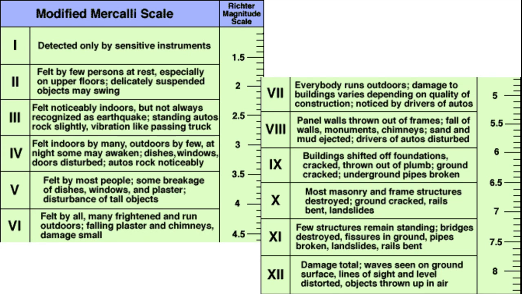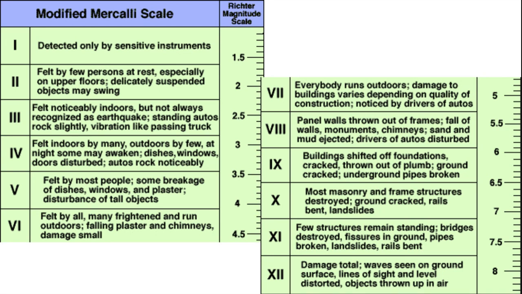A 3 on the Mercalli scale is going to be felt indoors, but not always recognized as an earthquake. Standing autos could rock slightly, and it's kind of like a passing truck. I would say this is what I have experienced for my earthquakes, that I'm in like the 3 damage zone, but it was probably worse the closer you were to the epicenter. You compare that with Mercalli value of 10, which is the X. Most masonry and frame structures are destroyed, the ground is cracked, rails are bent, and there are landslides.